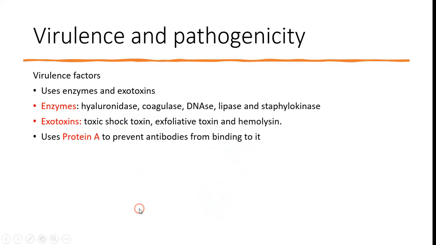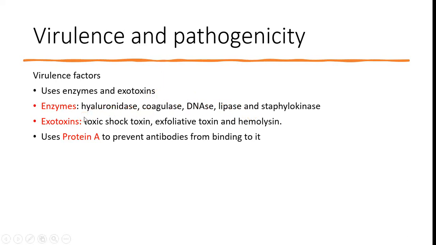So, what are those virulence factors that help lead to the pathogenicity? In the case of Staphylococcus, it's going to use various enzymes and exotoxins. Such enzymes as hyaluronidase, coagulase, DNase, lipase, staphylokinase. So these are going to be ones that are going to disrupt the integrity of the tissue of the host, such as with hyaluronidase, or with metabolic processes such as DNase, lipase, examples.